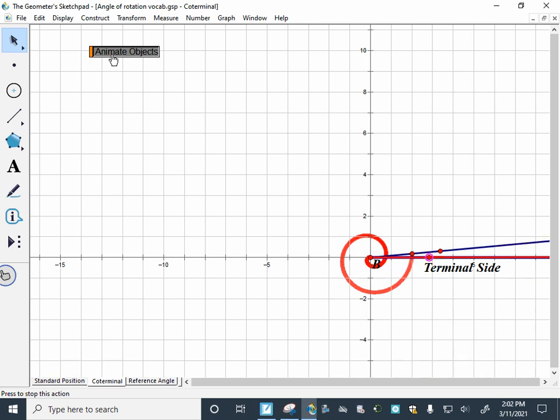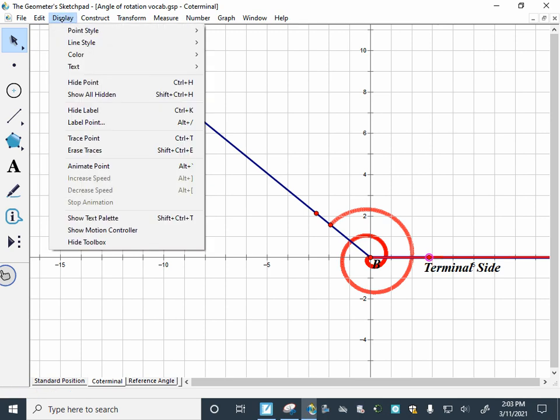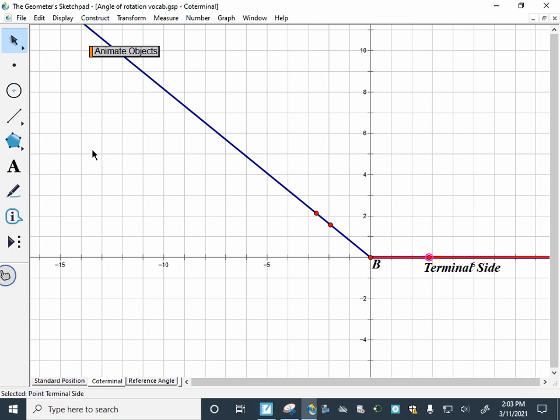That didn't start where I thought it would. Let me erase some traces here. This was supposed to start down here, and that was supposed to start in there.